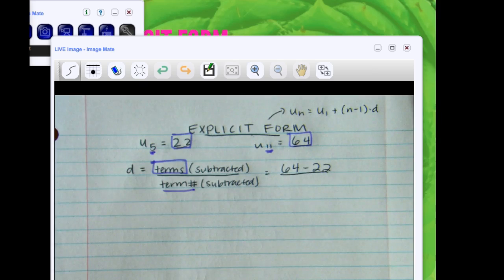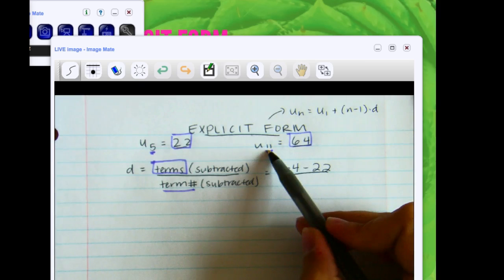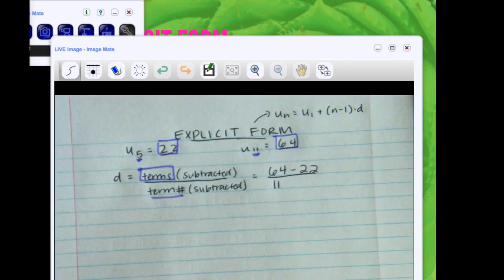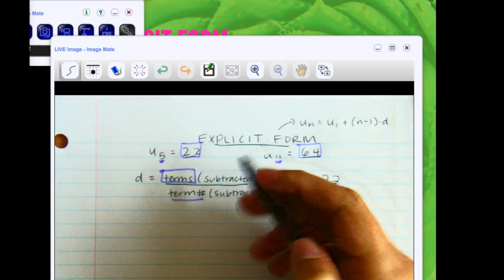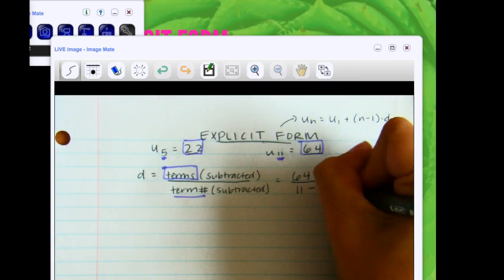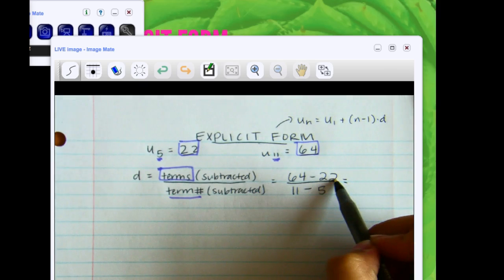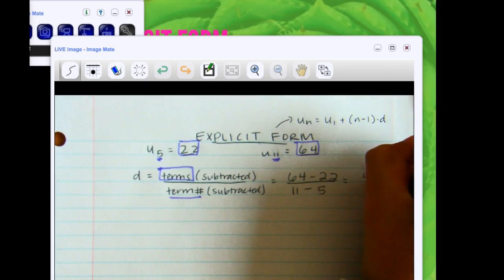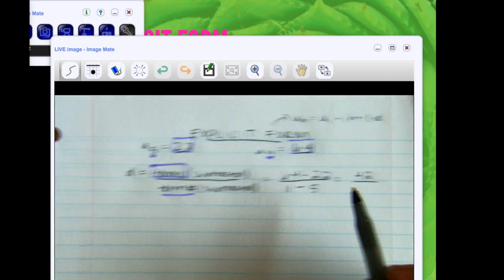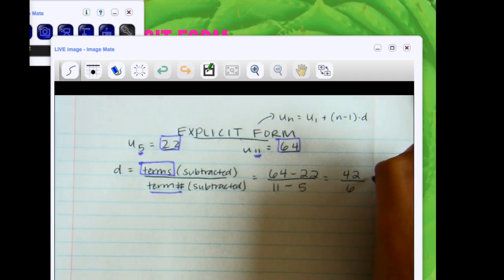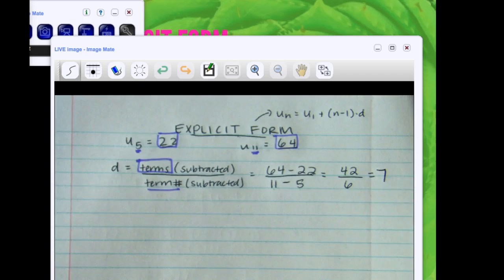And just like slope, how you do y2 minus y1 over x2 minus x1, I've got to keep the same order. So 64 goes with 11, so I'm going to start with 11 over here, and subtract 5 from 11, since 22 goes with 5. When I simplify this, 64 minus 22 leaves me with 42. And 11 minus 5 leaves me with 6. When I simplify 42 divided by 6, I'll be left with 7. So my common difference in this case will be 7.